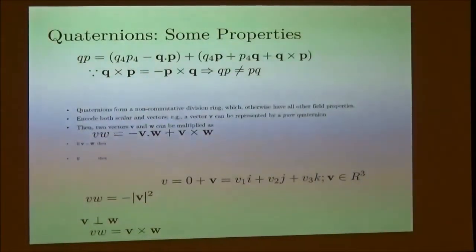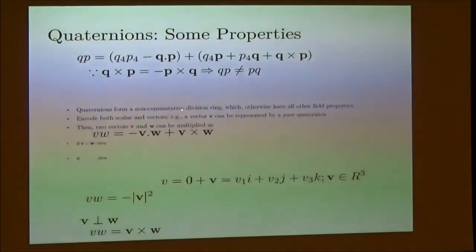Quaternions are not fields because they don't have a very crucial property, which is that they don't commute. So they're not fields, they're called division rings because you can do the division. They have all the other field properties. One quaternion can encode both scalars and vectors. If you make the scalar part zero, you have a 3D vector, so you can represent a 3D vector also by a quaternion.